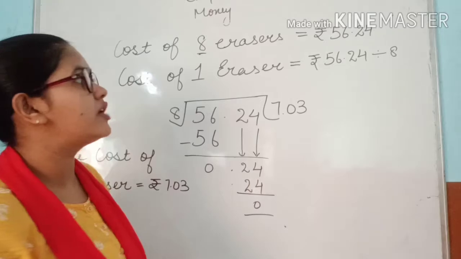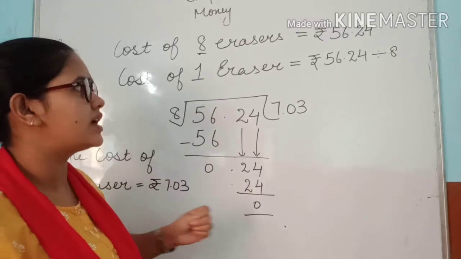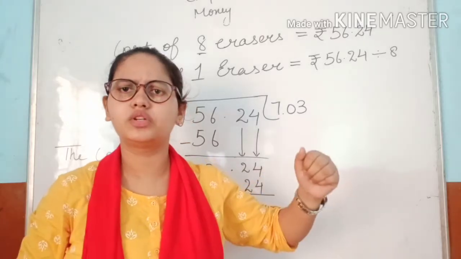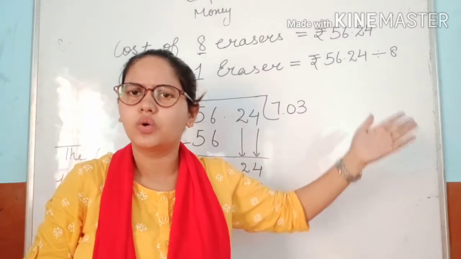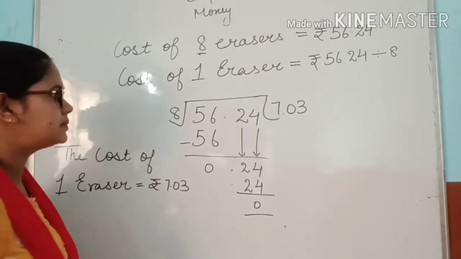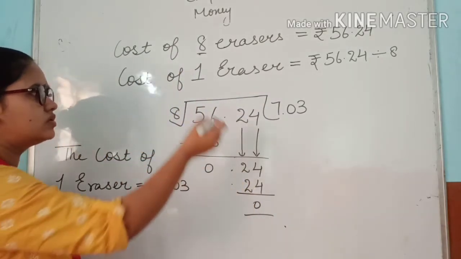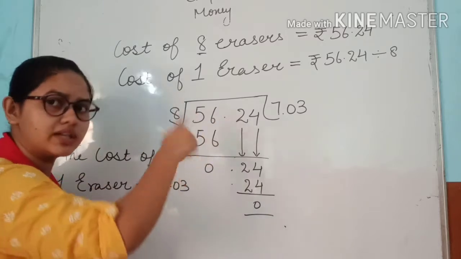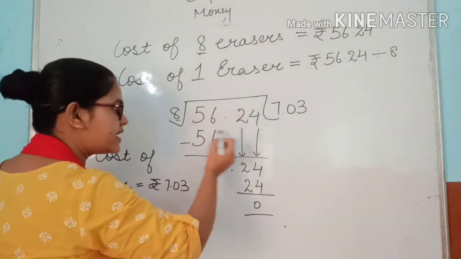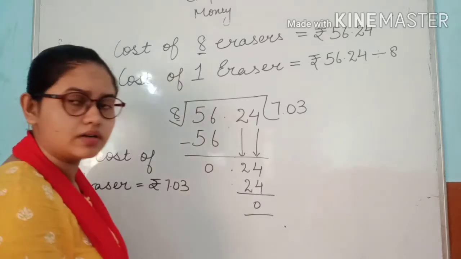Okay, so when we have to find out the one eraser cost, and we know the cost price of 8 erasers, what we will do is take a division method to know the price of one eraser. So have a look here. As we know the cost price of 8, so let's do this. Okay, 8 erasers are here, and the cost price is the divisor.